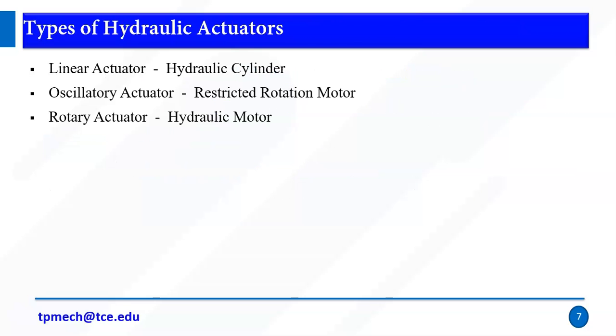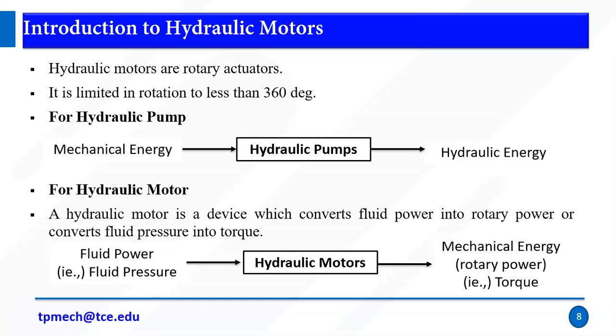There are types of hydraulic actuators. If the final output is linear, we say it's a hydraulic cylinder. If it is rotary, we say it's a hydraulic motor. In between, for an oscillatory actuator, it may be a restricted rotation motor. So we are going to see the linear actuator as well as the rotary actuator.